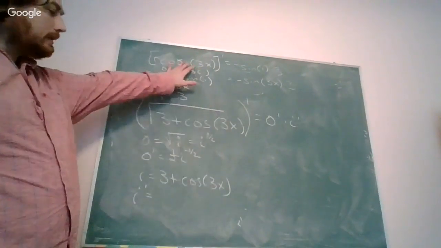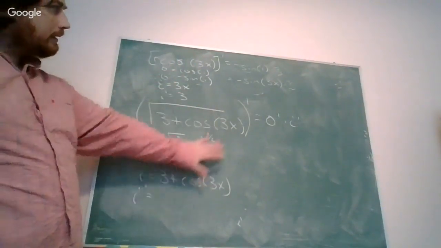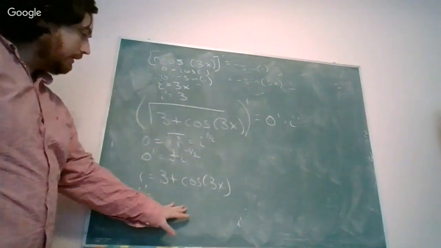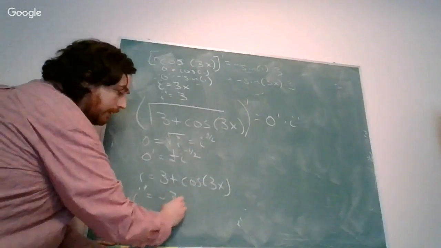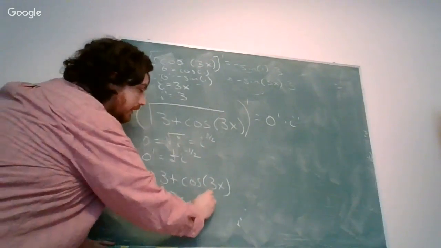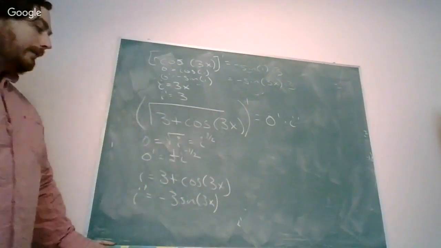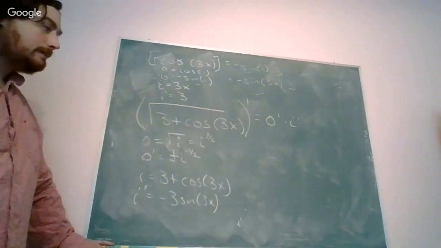Now, remember, this was just a side problem for my other problem, so now that I have my answer, I'm going to bring that back here, and I'm going to say, okay, well, the derivative of this is, and I'm going to pull the 3 out front just to make it look a little prettier, but I'm going to get negative 3 sine of 3x.